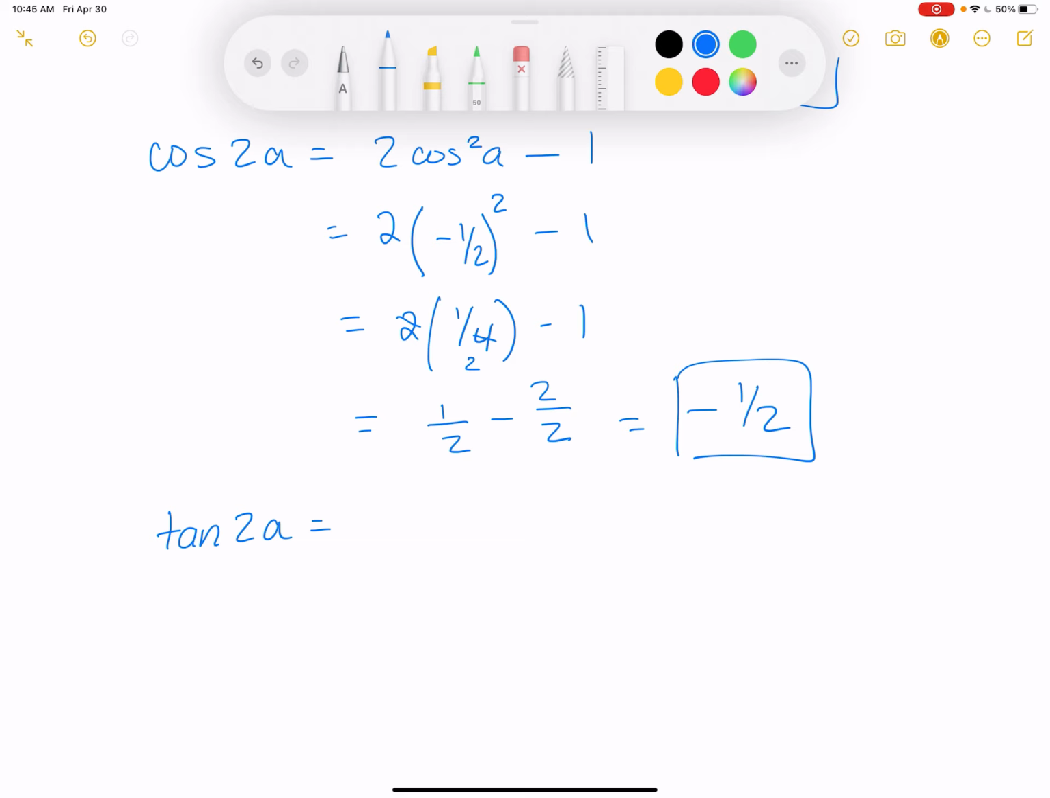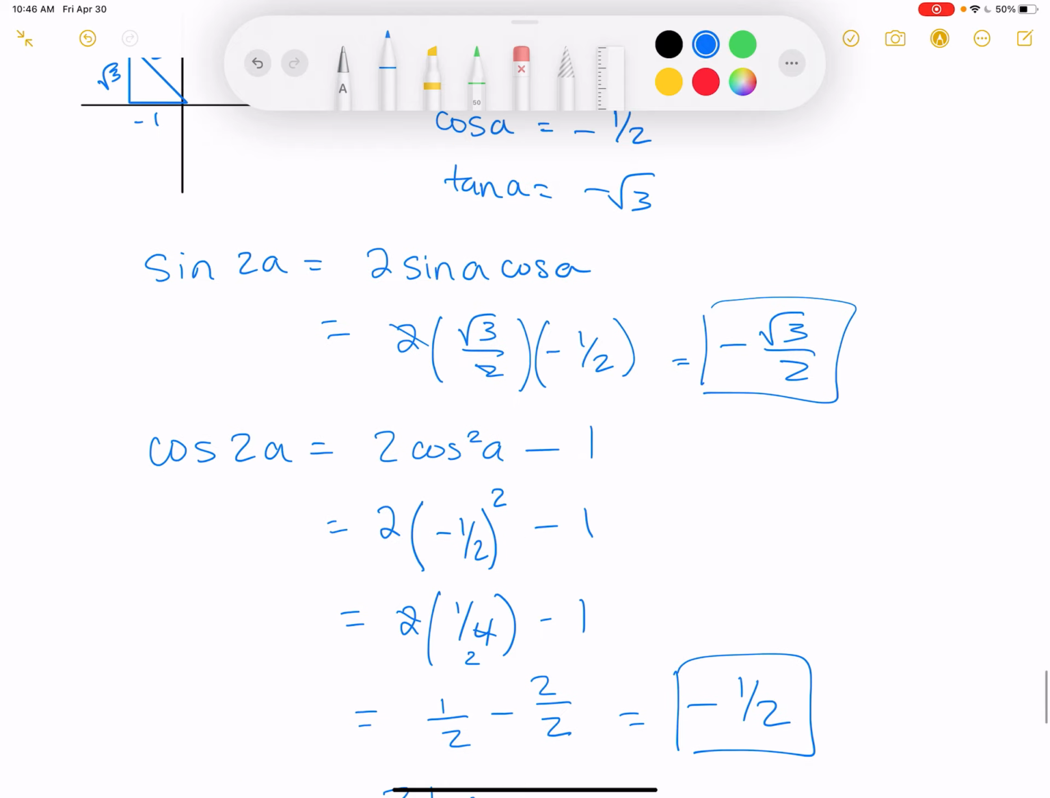And the formula for tangent: 2 tangent of A over 1 minus tangent squared of A. Is there only one for tangent? Yes. I always forget if there's two for that, like there is for the half angles for tangent. It's the only one that we've used so far.